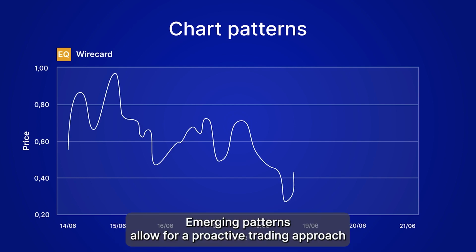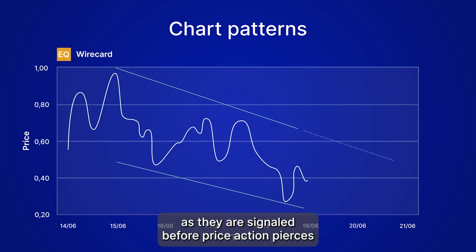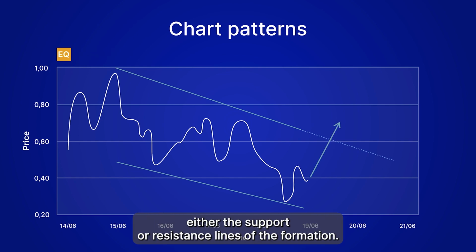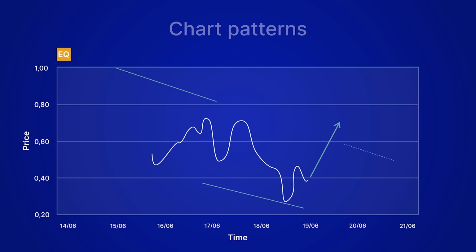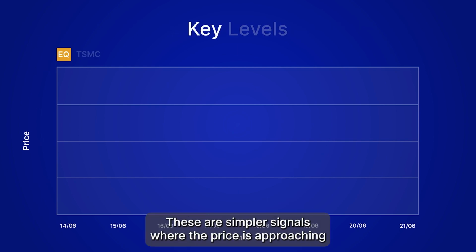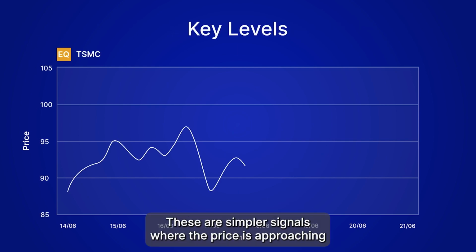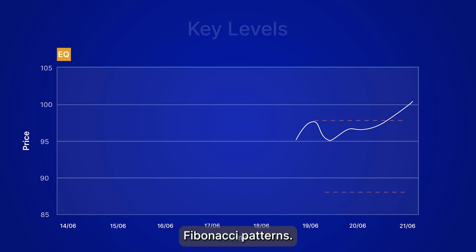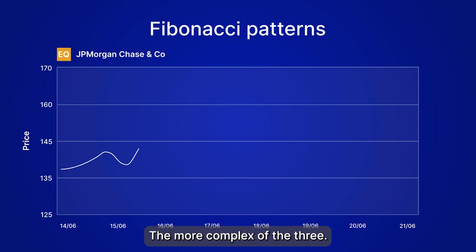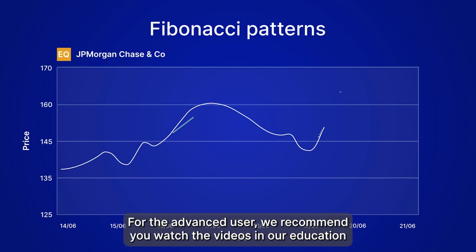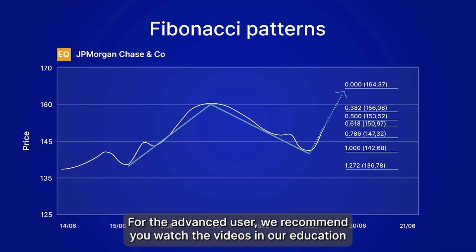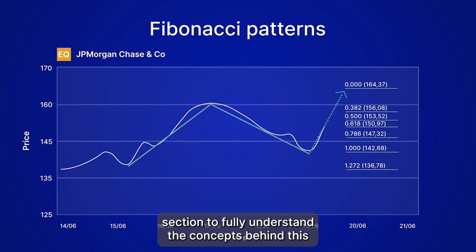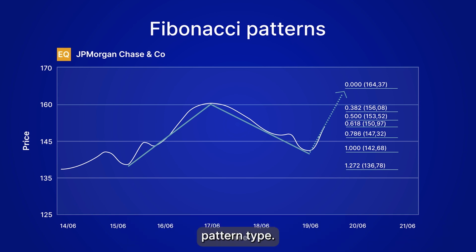Emerging patterns allow for a proactive trading approach, as they are signaled before price action pierces either the support or resistance lines of the formation. Key levels. These are simpler signals where the price is approaching or has broken through a single identified support or resistance line. Fibonacci patterns. The more complex of the three, for the advanced user, we recommend you watch the videos in our education section to fully understand the concepts behind this pattern type.